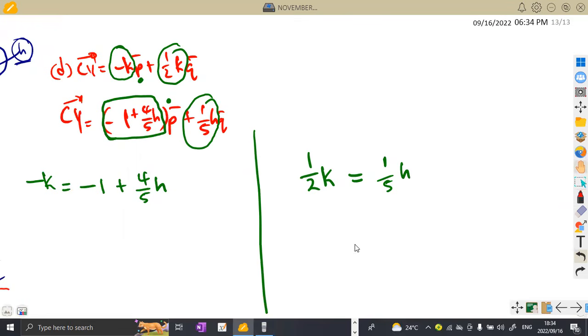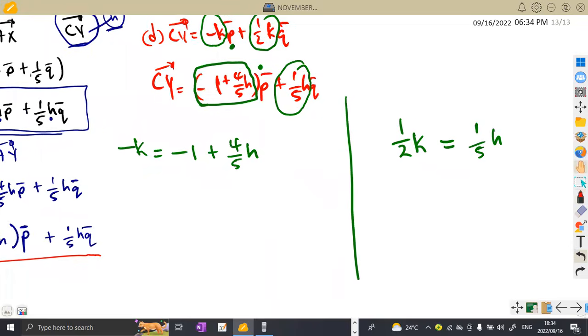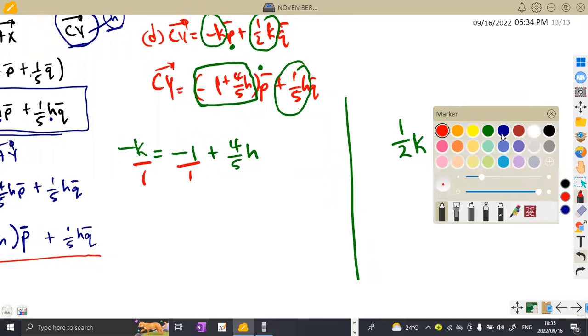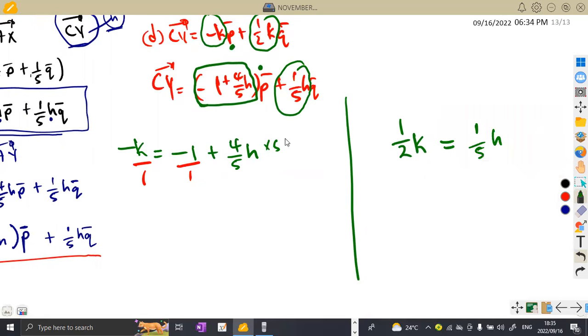I'm going to start with this one. Let us clear fractions on the first one. Here is the same as over 1, which means you're multiplying by 5 each and every term. Multiply here by 5, multiply here by 5, multiply here by 5. 5 times minus K, that's minus 5K, is equal to negative 1 times 5, that's negative 5. H, 5 and 5 will cancel, so you're going to remain with positive 4H. Okay, so that's what you're going to have from the first equation.